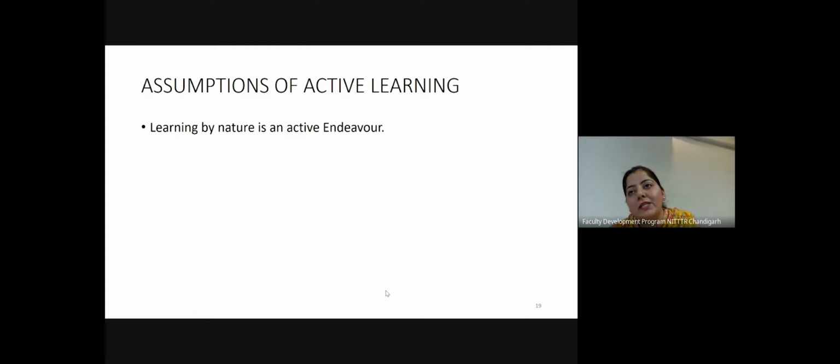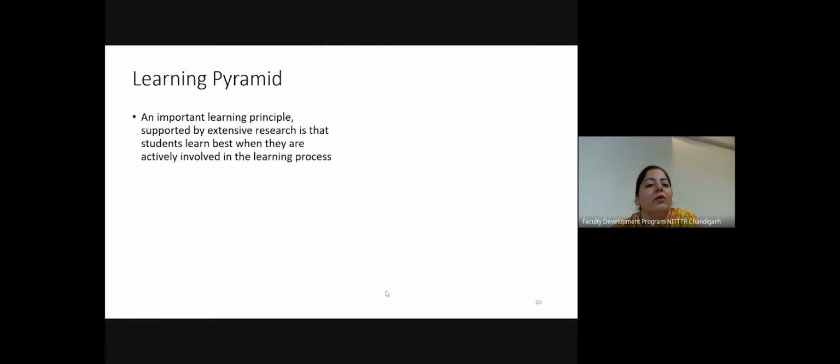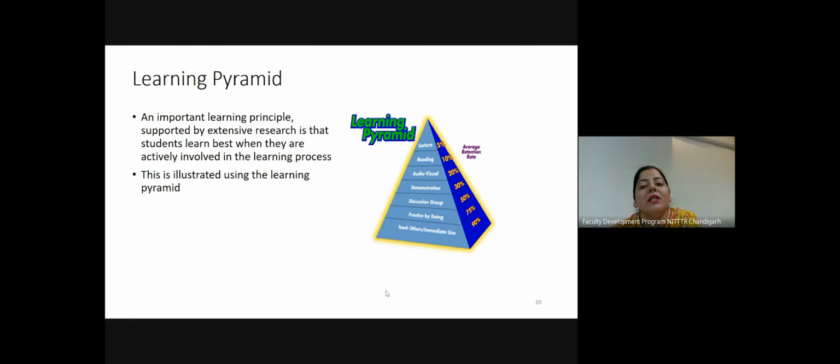If somebody is listening, somebody is trying to learn something, it means he or she is the active agent of that particular process. And as per the literature also, when the teacher is using the lecture method, the retention of material is only up to 5%. ये कितने घंटे बाद है? After 48 hours the retention of material is up to 5% only. When you involve somebody in a reading activity, the retention of material is 10%.